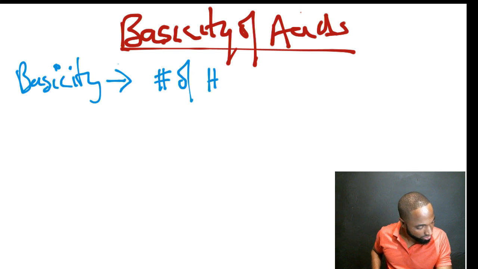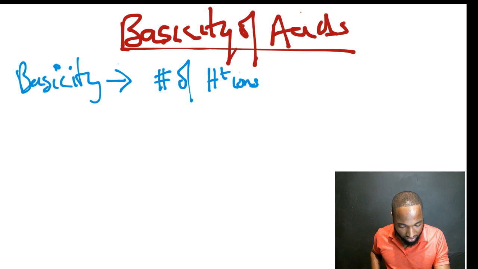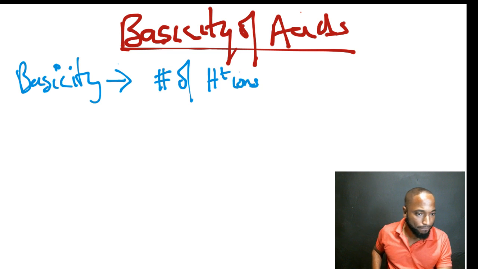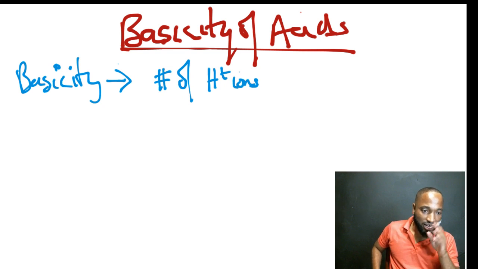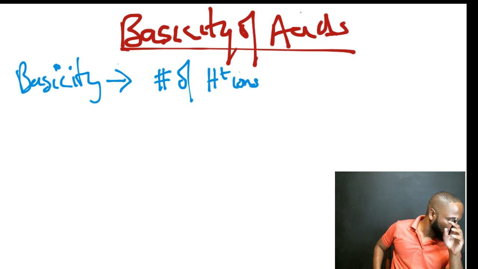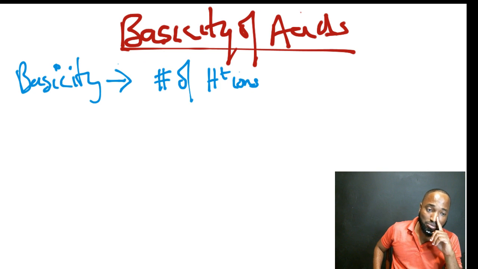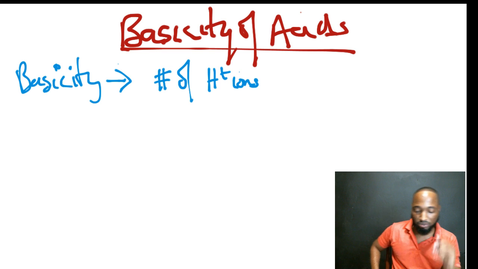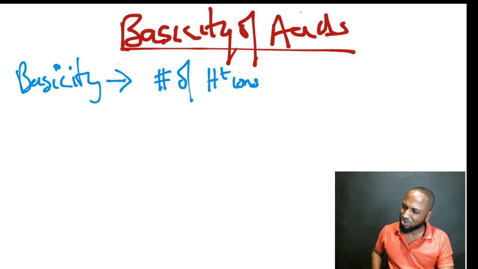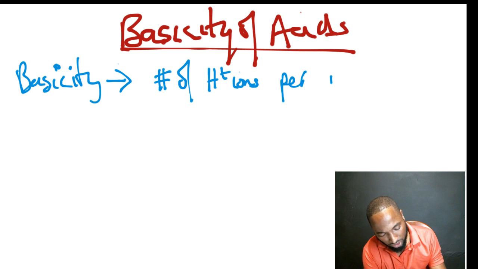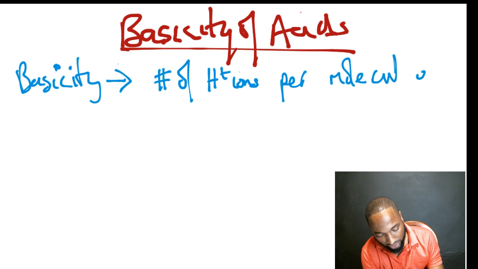This talks about the number of H plus ions produced by 1 mole, right? That is basicity. How many hydrogen ions 1 mole of the acid will produce. The number of H plus ions produced per molecule. Not 1 mole, per molecule, I said mole. Alright, per molecule is a better word. Per molecule of acid.